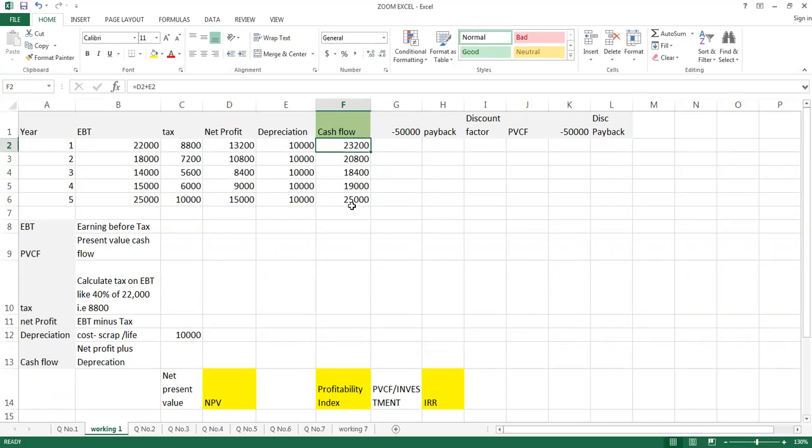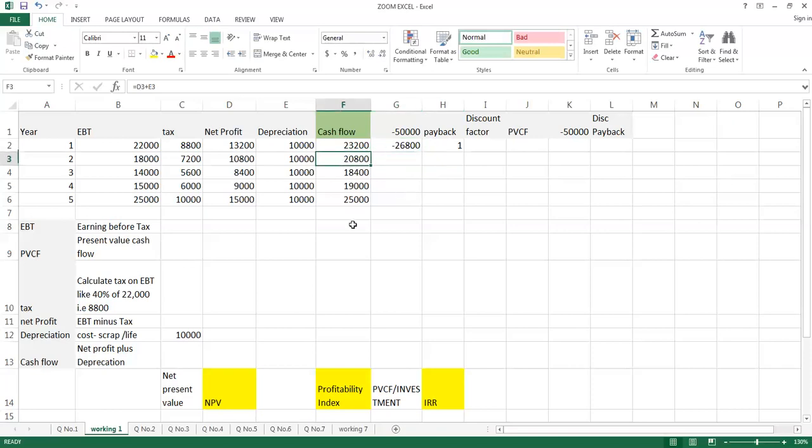Look, in the first year we are receiving 23,200. It means that from 50,000 we are able to receive 23,200 in the first year. So we will see how much amount still remains after the first year. If you subtract 23,200 from 50,000, the leftover amount is 26,800. So after the first year, my remaining investment is 26,800.